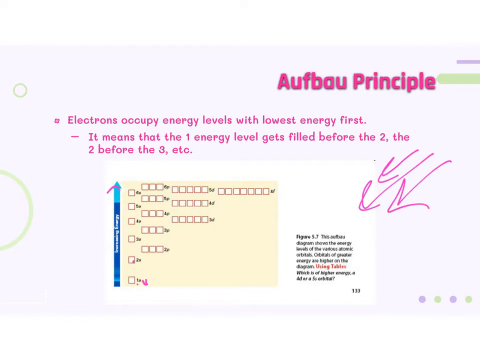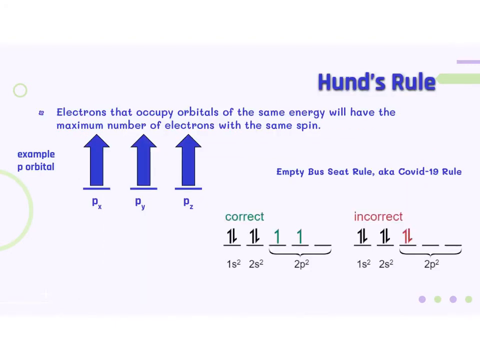That's what the Aufbau principle is. It just means that you're going to fill the lowest energy first. Hund's rule states that electrons that occupy orbitals of the same energy level will have the maximum number of electrons with the same spin.